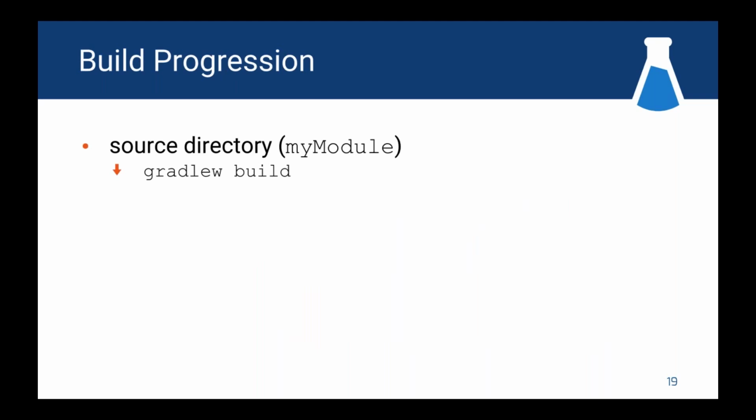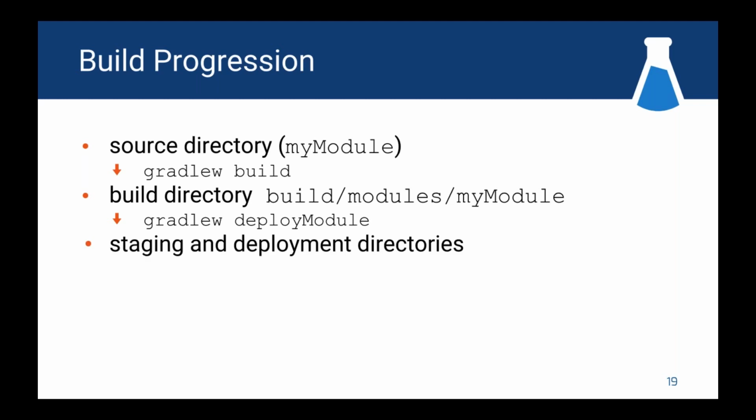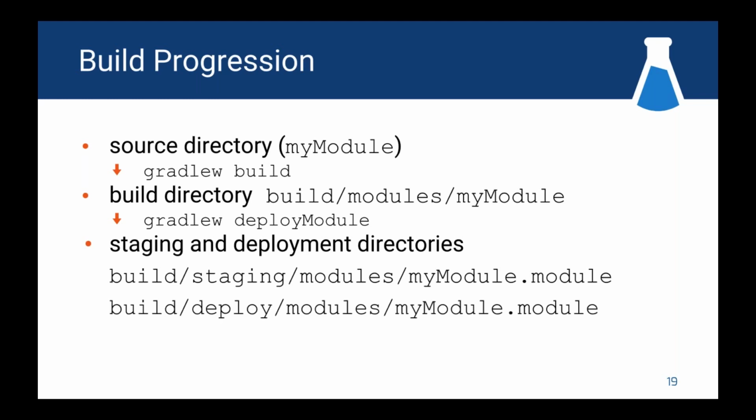So to understand what you should clean at any point in time, you might want to know a little bit about how the build progresses. So we start with the source directory. When you do a build, it puts things in the build directory. And then when you do a deploy module, if that's the only command, it will put things in the build directory, and then it puts them in the staging and deployment directories. So there's a build staging modules directory and then a build deploy modules directory.